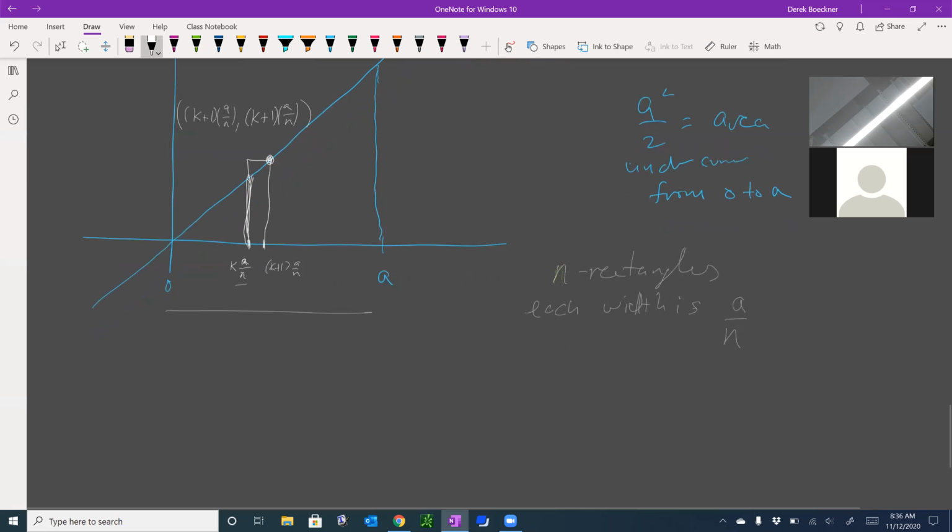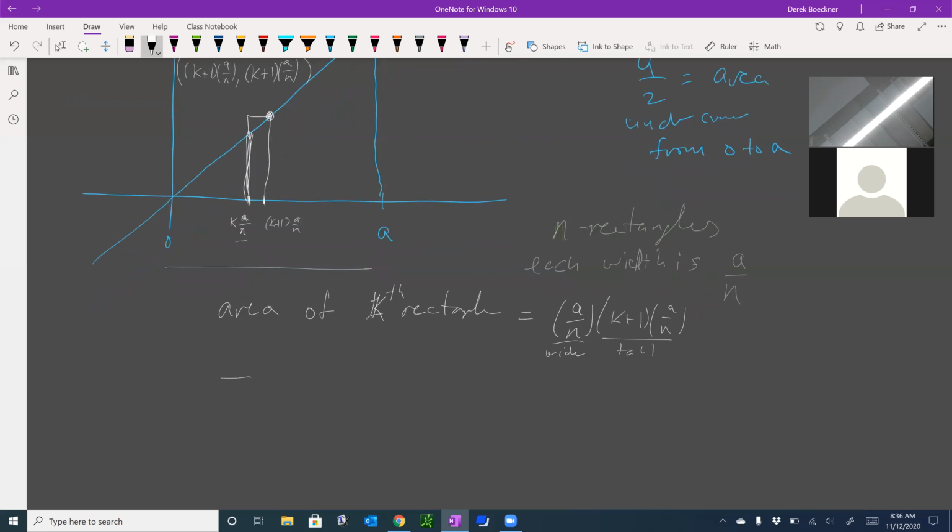Okay. So that's the area of one rectangle, of the kth rectangle. A over n wide, k plus 1 a over n tall. Right? So if I want to add up all of these, I'm going to start at k equals, well, I have to start at k equals 0 still, because my first rectangle is when k equals 0.